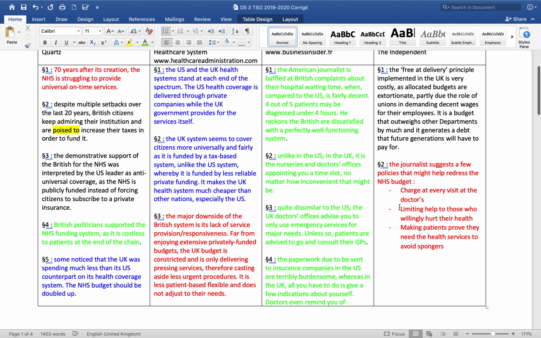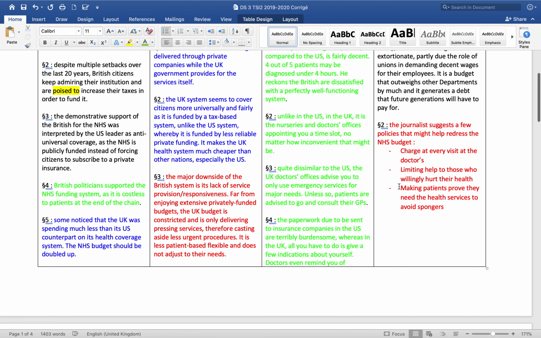Now, second idea, limiting help to those who willingly hurt their health. So imagine someone smoking. This journalist is suggesting not helping those people because they have voluntarily hurt their health. So why should we help them and make them benefit from the system that is paid for by everybody when they consciously made a mistake? Right, so very strong view here.